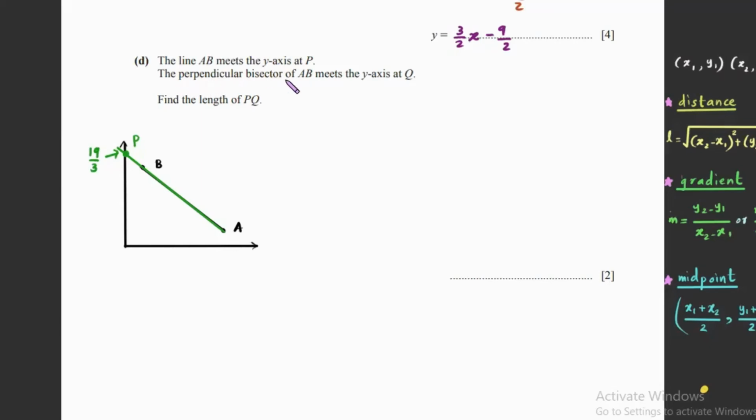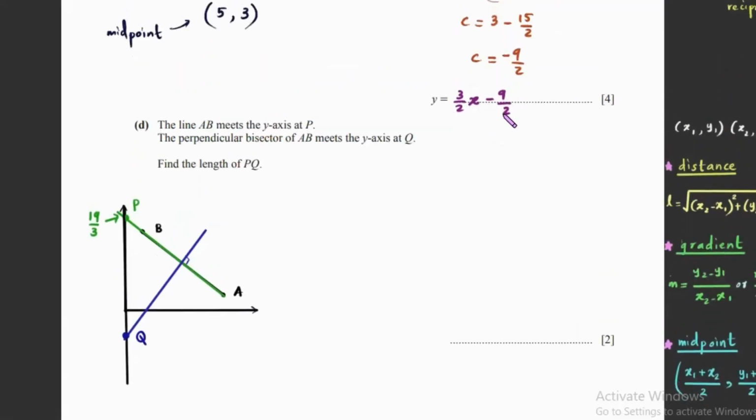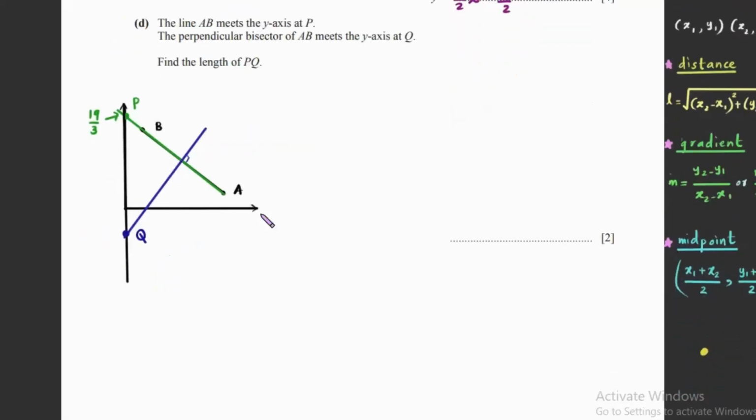Now, the next one is the perpendicular bisector of AB meets the y-axis at Q. The perpendicular bisector of this line AB will be something like this. So it hits the y-axis at Q means, if I extend this to the y-axis, it's going to meet the y-axis at Q. So this Q is going to be the y-intercept of the perpendicular line that we found previously, which was minus 9 over 2. Or I can even write it as 4.5.